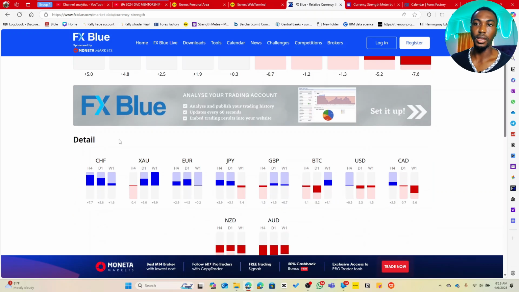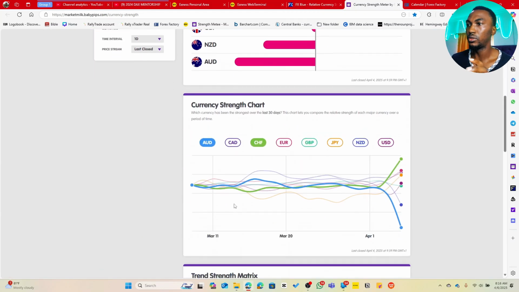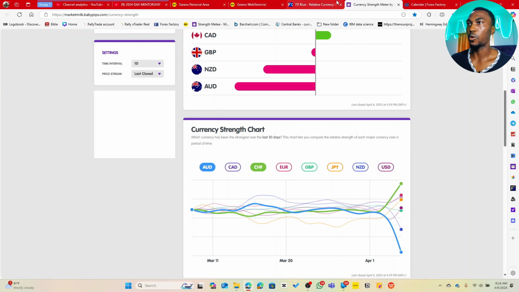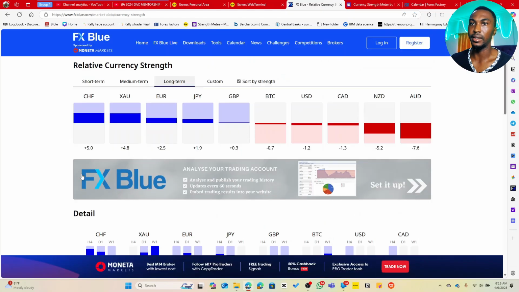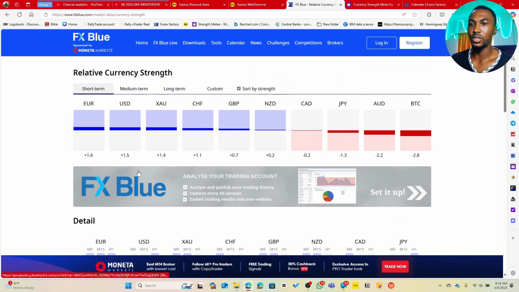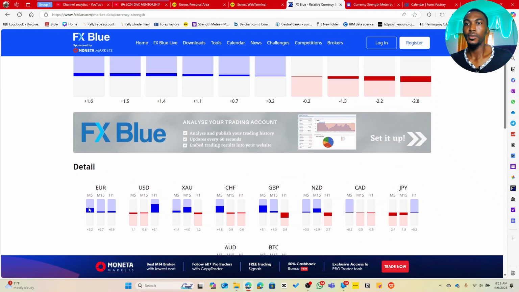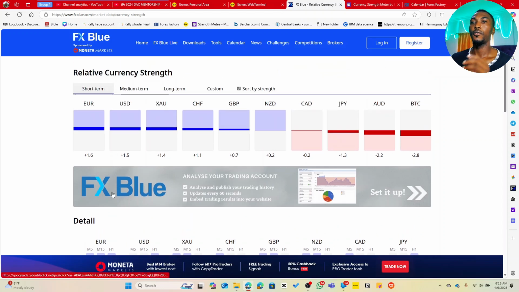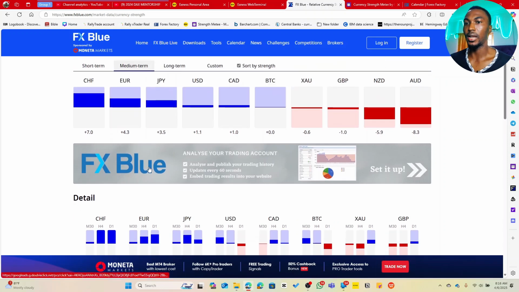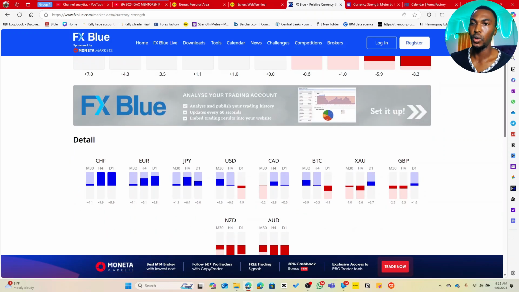It's combining 3 time frames. Remember, this is showing you 1 time frame alone individually. This is combining 3 time frames already and giving you an average. So you can do short term. Short term is for people who scalp. You can see the 5 minutes, 15 minutes, and the 1 hour. For the medium term, people who are intraday, who trade for a day or 2 days, you can see this is the 30 minutes, the 4 hours, and the daily.